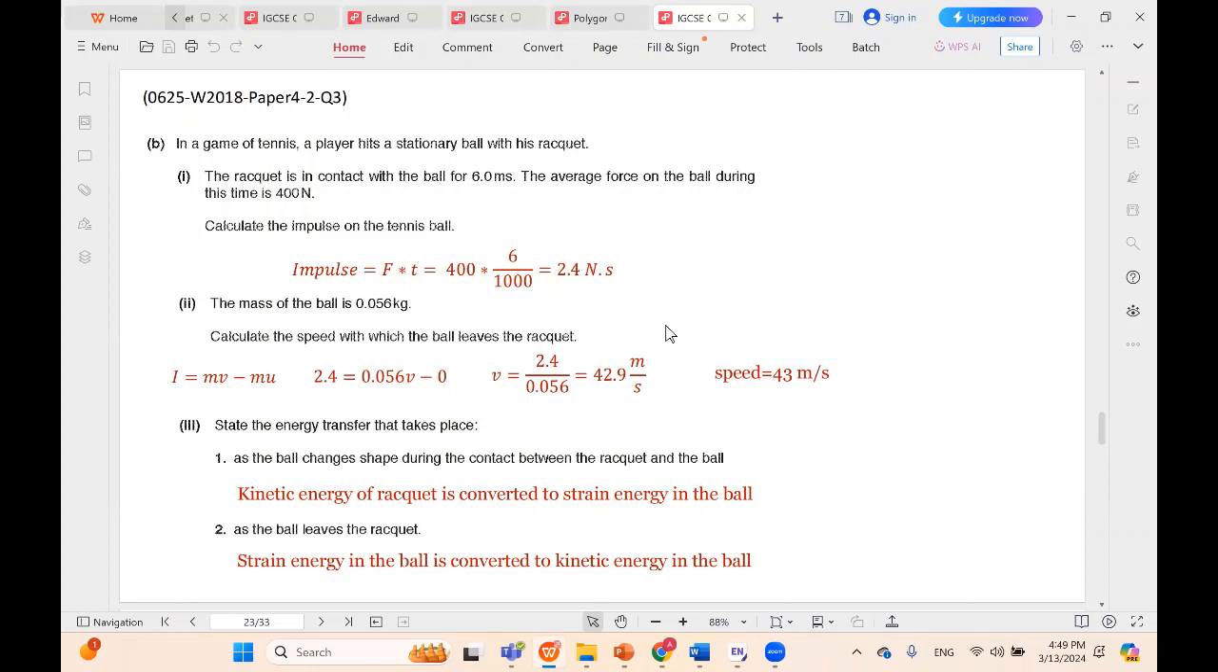State the energy transfer that takes place as the ball changes shape during contact between the racket and the ball. So we solved something similar to this, but with football. When the footballer kicks the ball, we said temporarily the shape changes and it has elastic potential energy or strain energy. And then as the ball leaves the racket, the strain energy is converted into kinetic energy again. So the kinetic energy of the racket gives the ball strain energy, stored elastic potential energy. And then as the ball leaves the racket, the strain energy is converted back into kinetic energy.